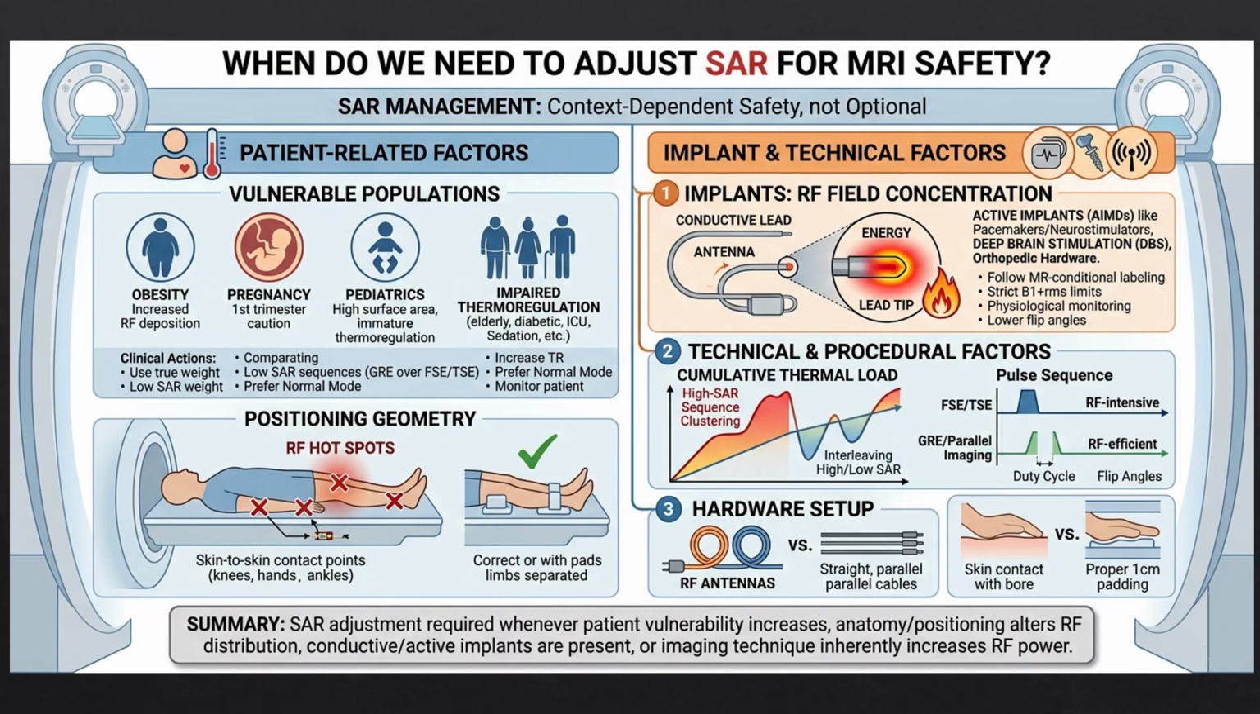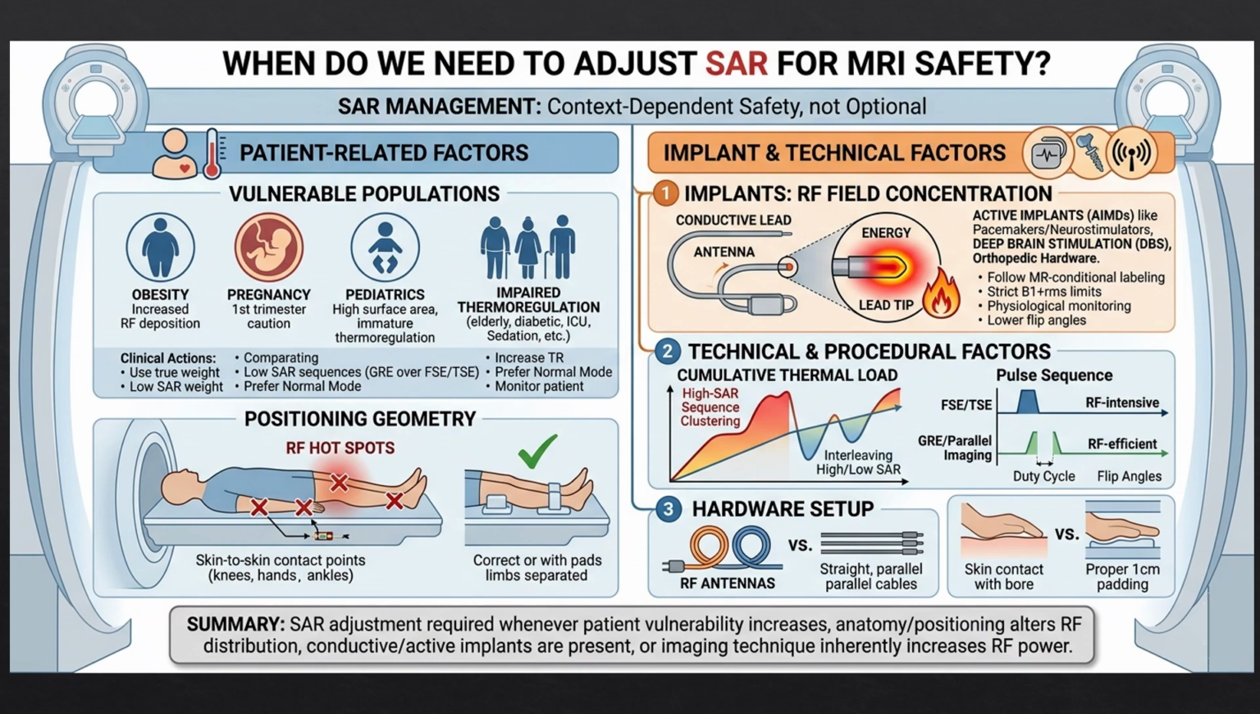When do we need to adjust SAR for MRI safety? In practice, SAR adjustment is required whenever the scanner's standard assumptions about RF energy deposition and heat dissipation no longer accurately reflect patient-specific risk. Clinical SAR limits are based on population averages, but real patients vary widely in body composition, thermoregulation, implant properties, positioning, and sequence-dependent RF exposure. Because of this, SAR management is not optional. It is a context-driven safety optimization process.